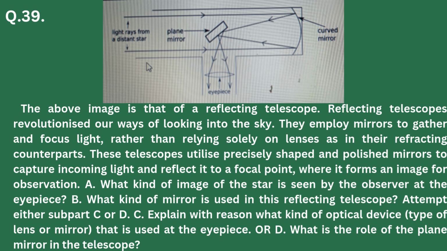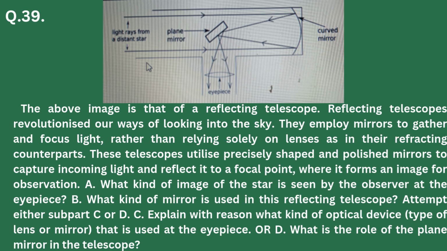Question number 39. The above image is that of a reflecting telescope. Reflecting telescopes revolutionized our ways of looking into the sky. They employ mirrors to gather and focus light rather than relying solely on lenses as in their refracting counterparts. These telescopes utilize precisely shaped and polished mirrors to capture incoming light and reflect it to a focal point where it forms an image for observation.